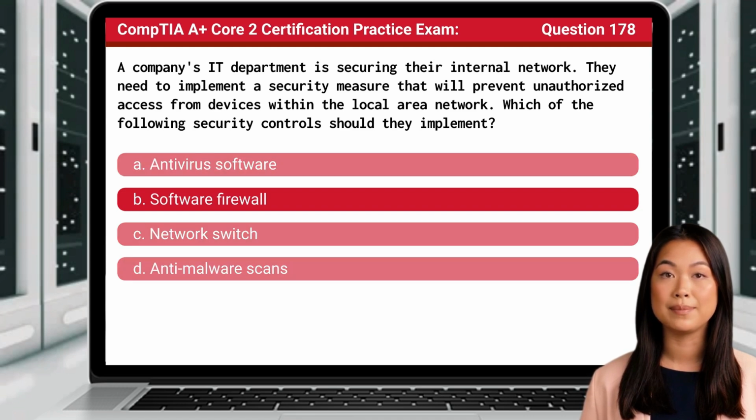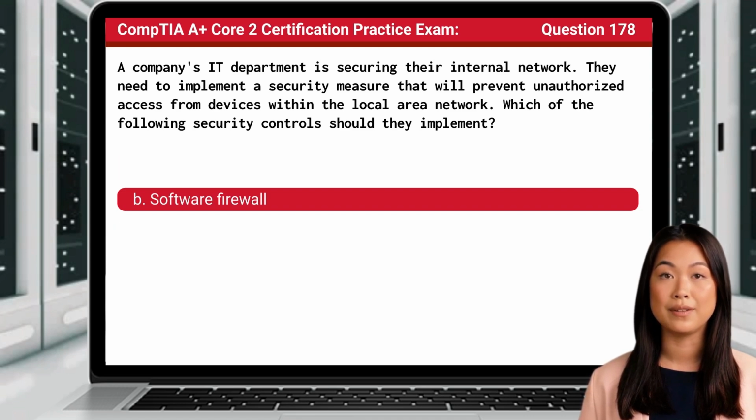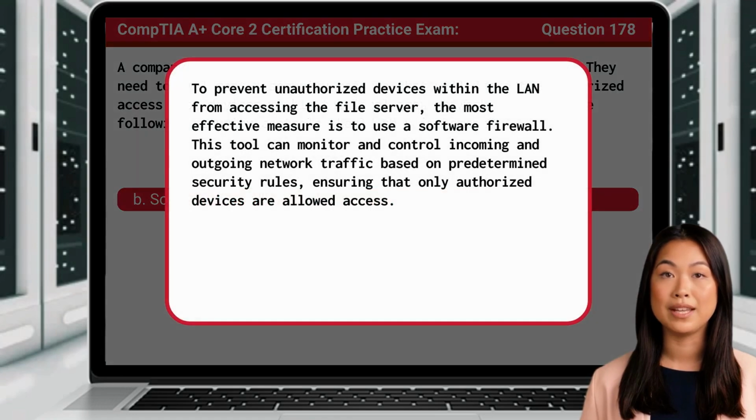The answer is B. Software firewall. To prevent unauthorized devices within the LAN from accessing the file server, the most effective measure is to use a software firewall. This tool can monitor and control incoming and outgoing network traffic based on predetermined security rules, ensuring that only authorized devices are allowed access.